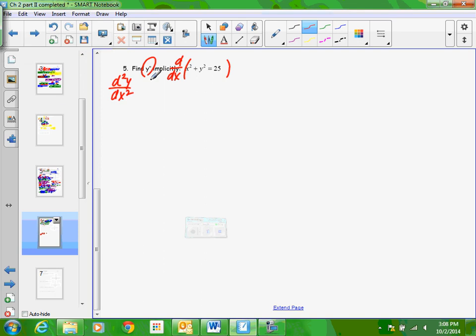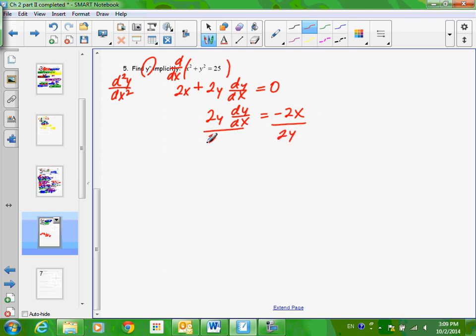Alright, so on this, you should have gotten 2x plus 2y dy over dx. And as I walked around, most of you were good to that step. Okay, what'd you do next? Subtract 2x to get 2y dy over dx. So we subtracted 2x to the other side, and then what? Then you just divided by 2y, right? Now, is there any other basic simplifying step? Yeah, you could cross the 2's off.